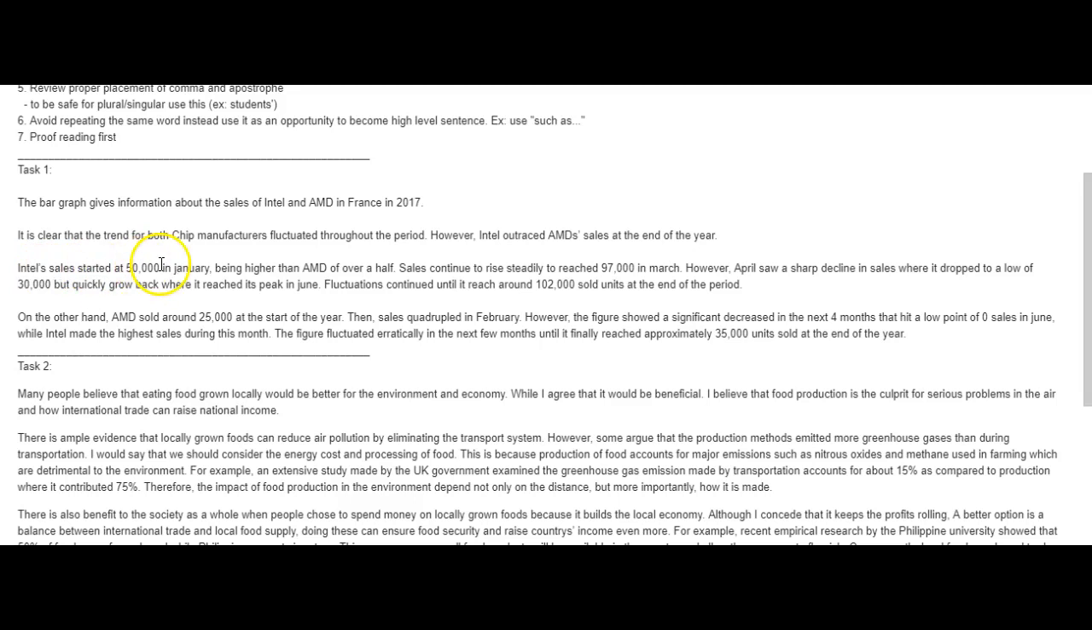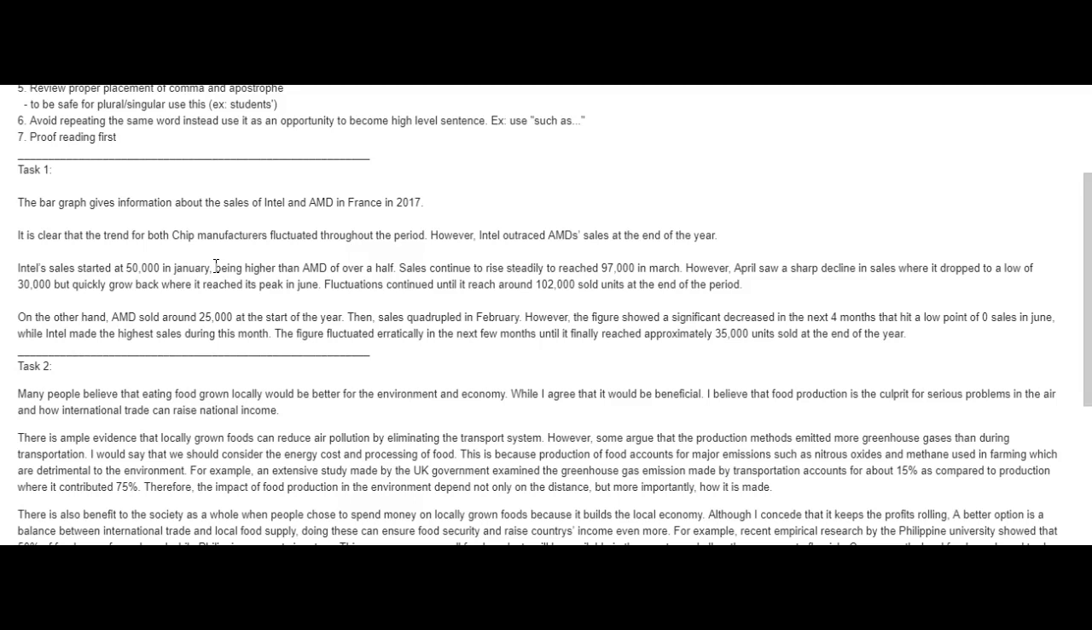Intel's sales started at 50,000 in January, being higher than AMD's by over a half. Okay, it's a little awkward the way you've expressed this. Instead, why don't we say it a little differently? Intel sales started at 50,000 in January, double those of AMD. Okay, that's a better, more fluent way to say this.